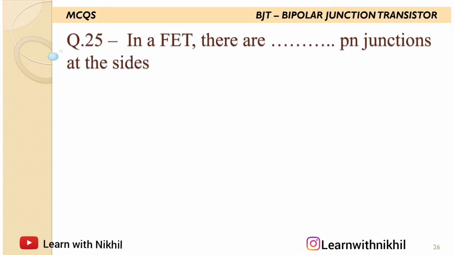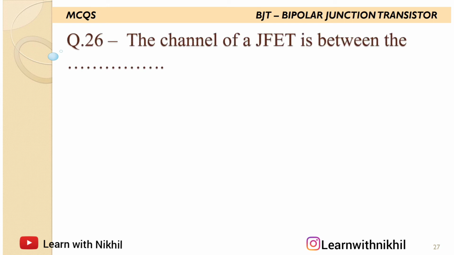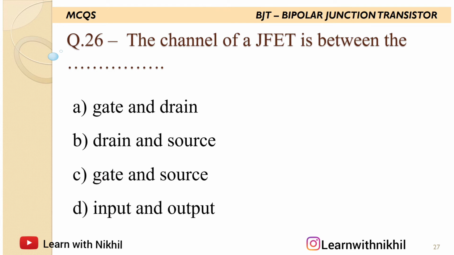Next, in a FET, there are dash PN junctions at the sides. 3, 4, 5 or 2. So the FET has 2 PN junctions. Next, the channel of a JFET is between the gate and drain, drain and source, gate and source, or input and output, and the answer is drain and source. So it can be N channel or P channel, both is between drain and source.